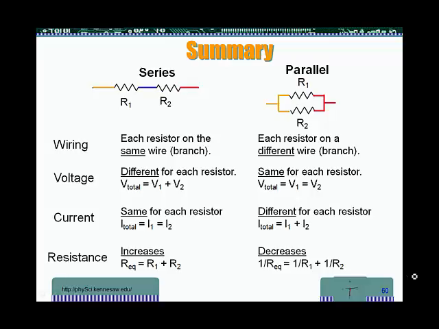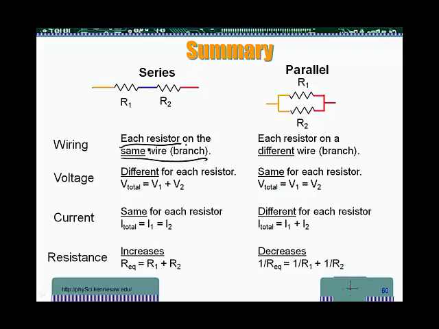Okay, let's summarize. Whenever we have resistors in series, each resistor should be on the same wire, same branch. It does not matter where they are relative to each other as long as they are in the same branch.